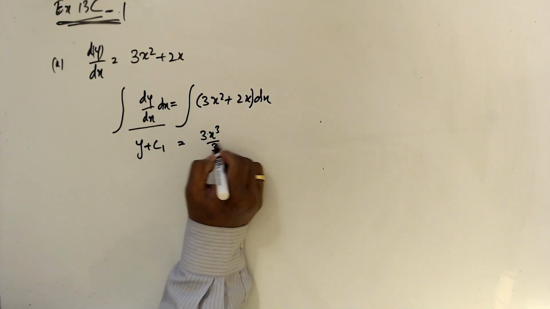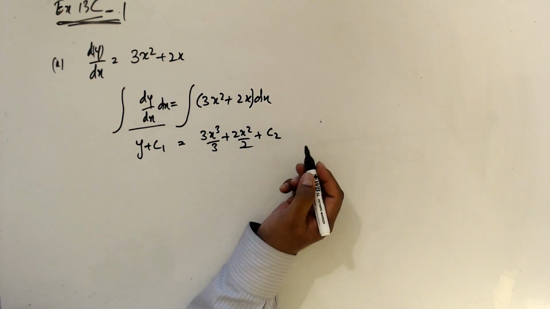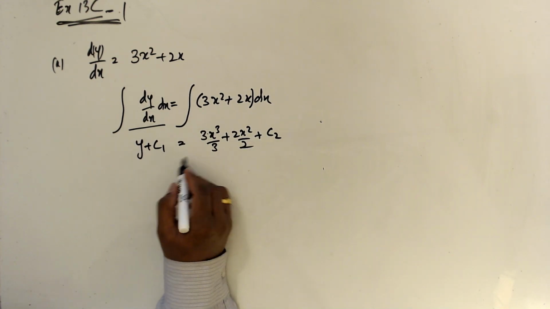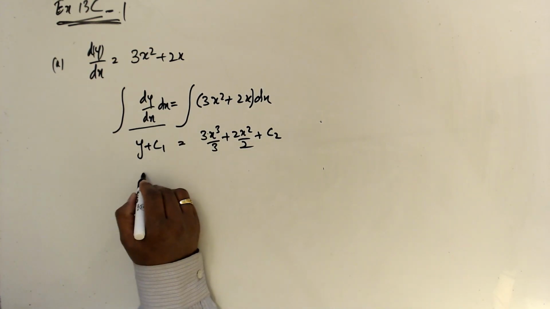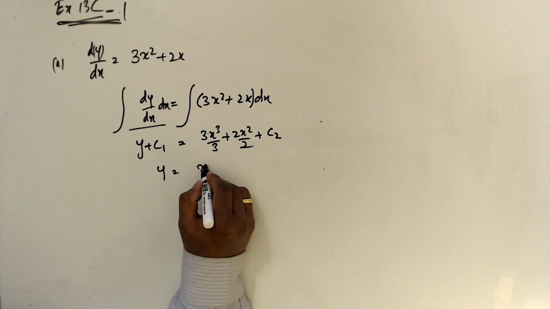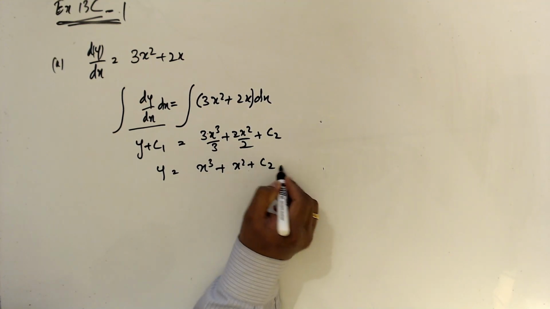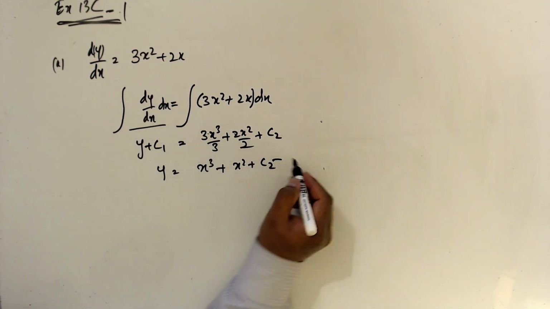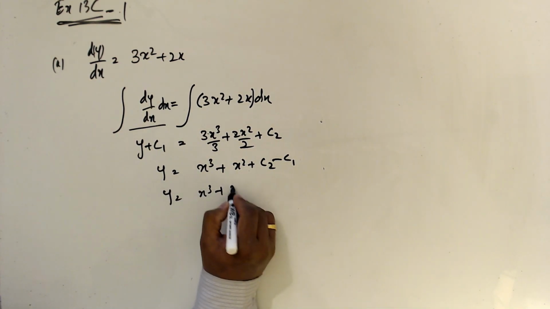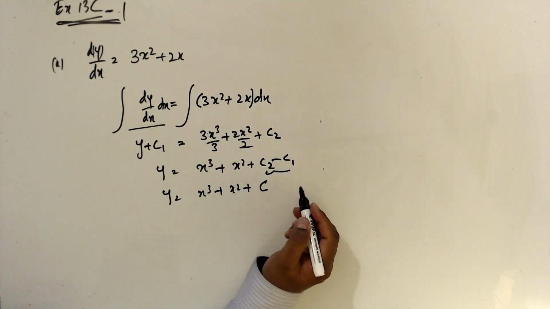3x cubed over 3, you know how to integrate. 2x squared over 2 plus c2, another constant. When you integrate, we have to put a constant. Now y equals, 3 and 3 cancel out, x cubed, 2 and 2 cancel out, x squared, plus c2 here, and I'll bring this c1 to this side. Then x cubed plus x squared plus c2 minus c1.